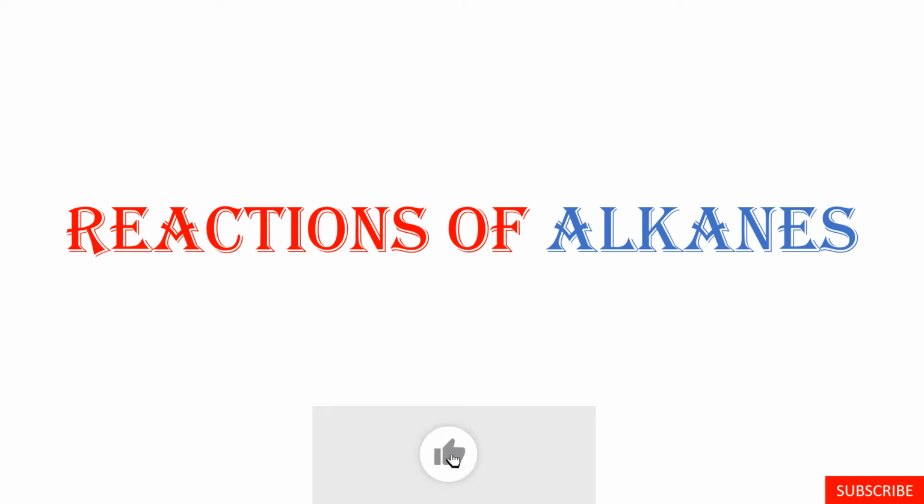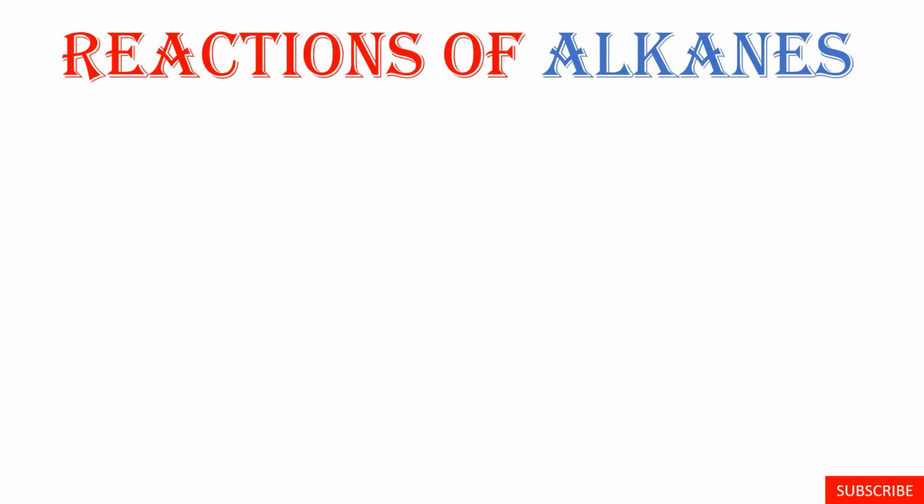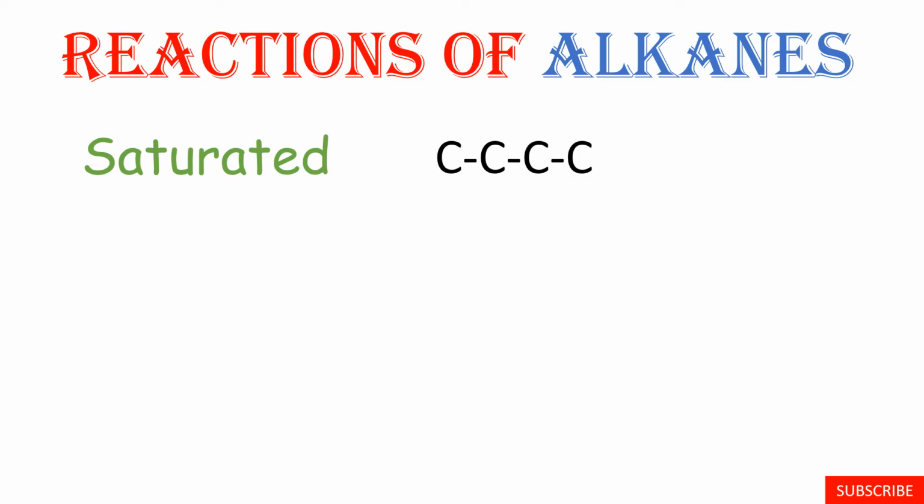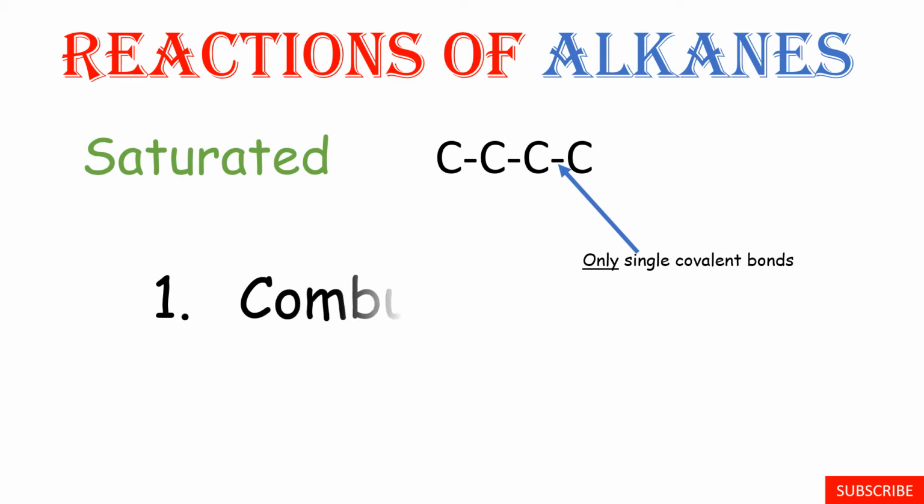Reactions of alkanes. In this video, we are going to look at some of the basic chemical properties of alkanes. Alkanes are saturated hydrocarbons which have only single covalent bonds between carbon atoms. That means we shall not expect to see double bonds or triple bonds between carbon atoms. These alkanes basically undergo two types of reactions. We have the combustion reaction and we have the substitution reaction.